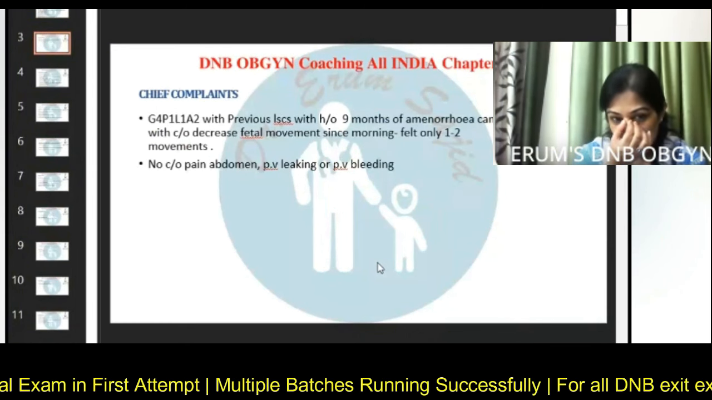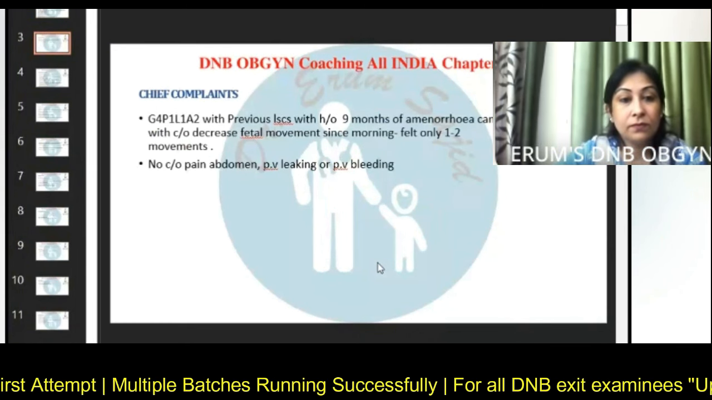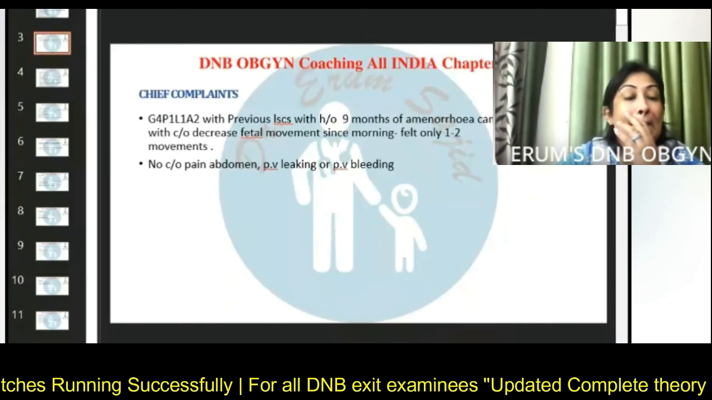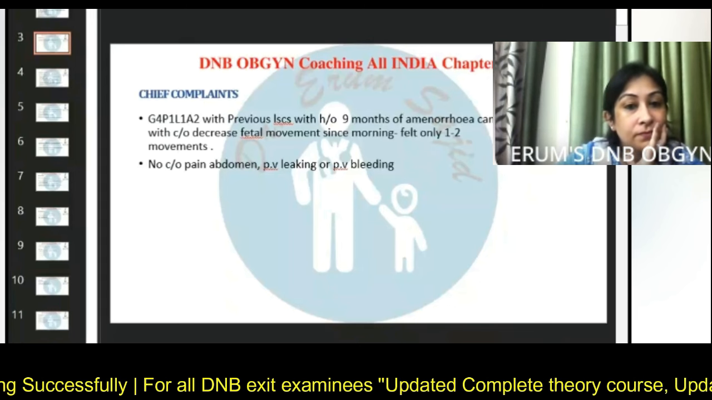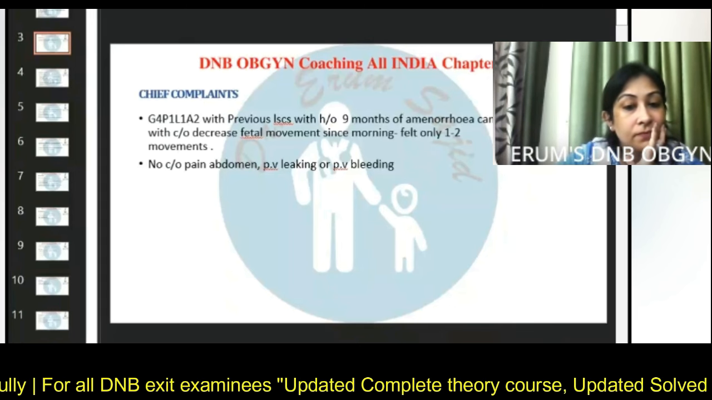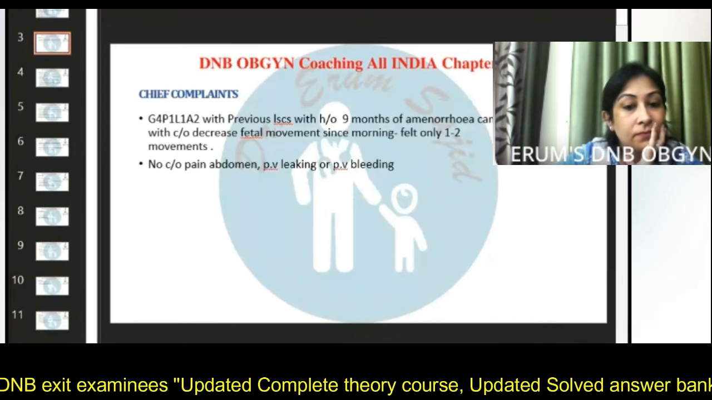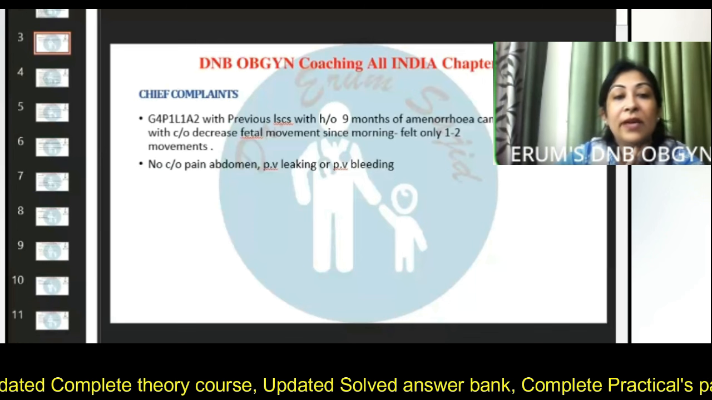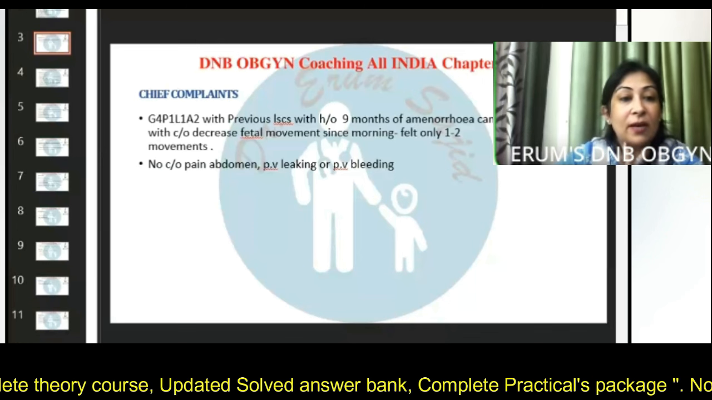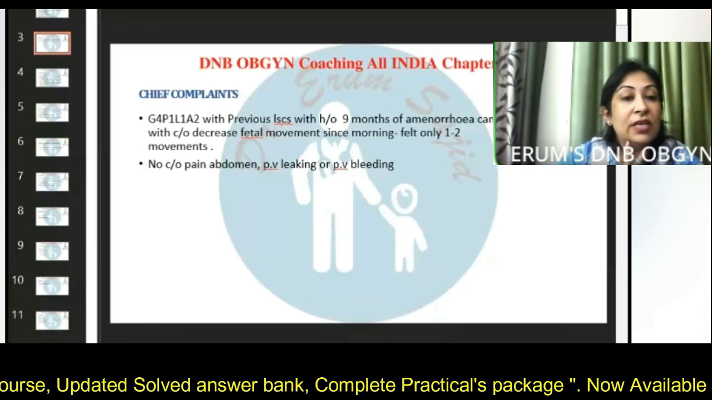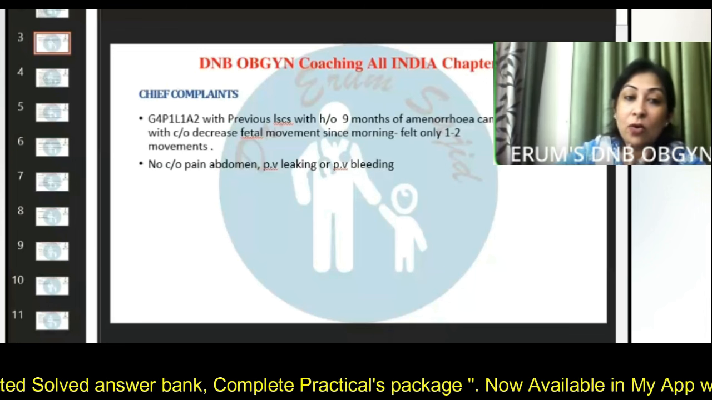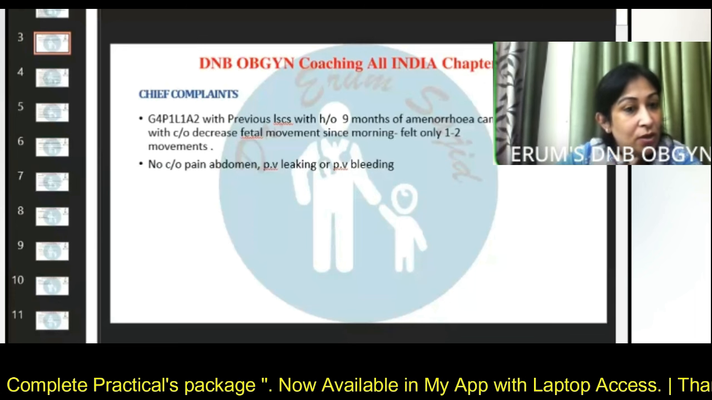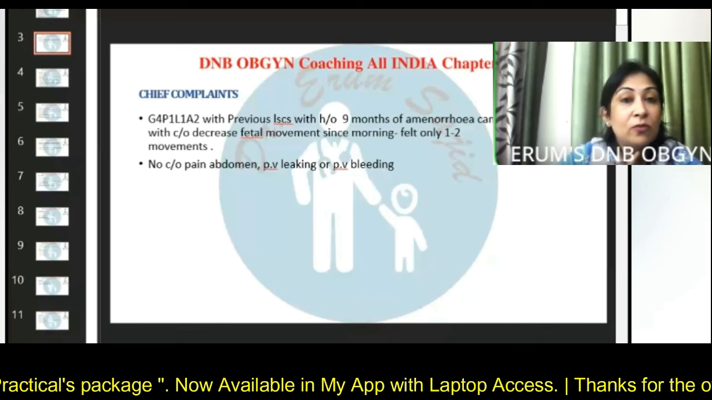Chief complaint, ma'am: Gravida 4, Para 1, Live 1, Abortion 2 with previous LSCS with history of 9 months of amenorrhea came with complaint of decreased fetal movement since morning, felt only 1 to 2 movements, no complaint of pain abdomen, PV leaking or PV bleeding. Okay, so she had a complaint of just decreased fetal movements, and that is why she's come to you. Along with that, she's got no pain, no history of leaking PV and bleeding PV, and I presume this is the first episode of decreased fetal movements.